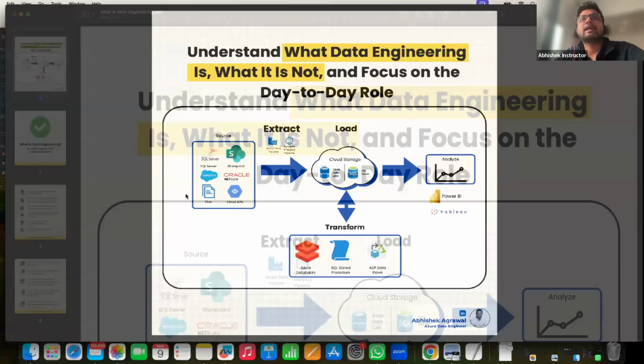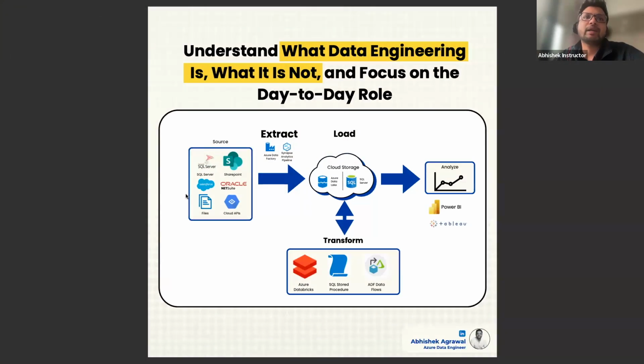All right. So understand what data engineering is, what it is not, and focus on the day-to-day role of a data engineer. Let's understand this first. Suppose I have opened a retail grocery store, and in it I want to understand the sales of every product, which product is performing best, which employee is selling the most, and the age group of the customers coming to my store. All of that I want to understand.